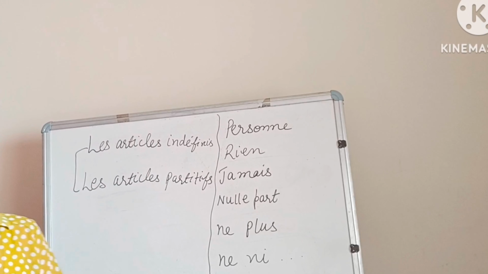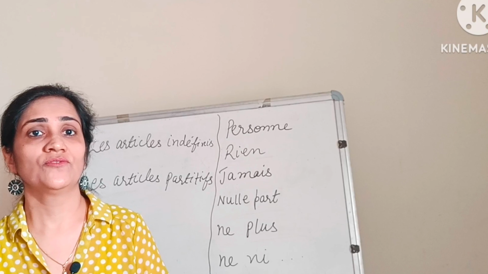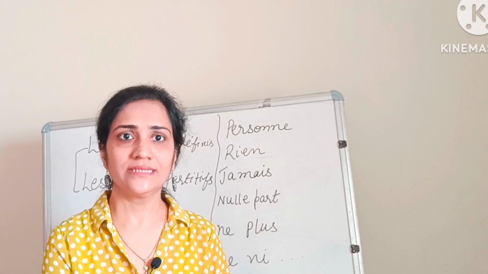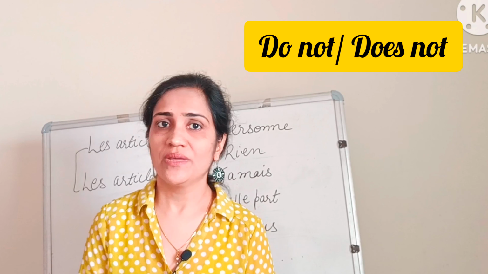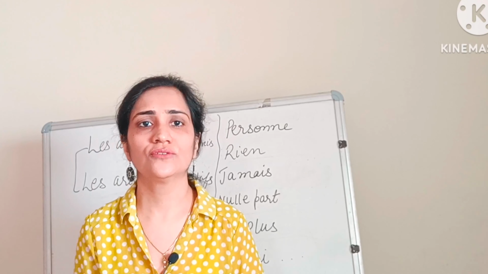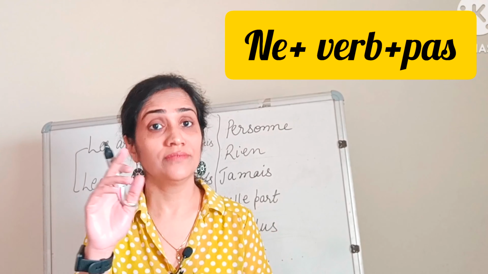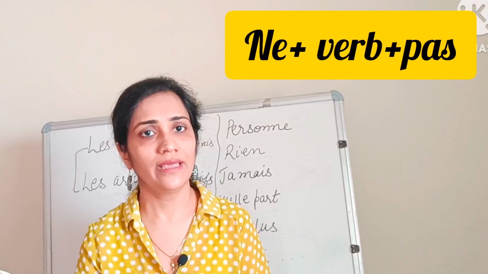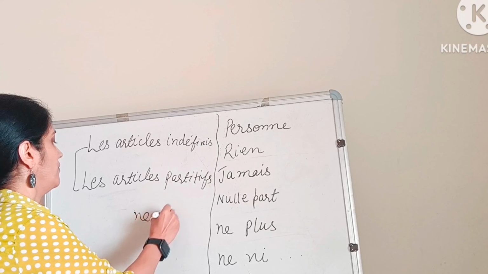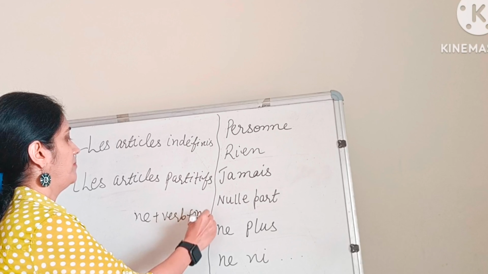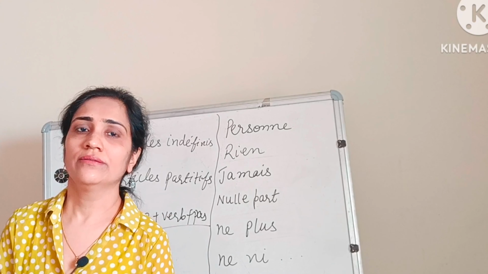So first of all, before moving further to these negative expressions, let's focus on how to make the basic negative sentence referring to do not or does not. Its basic structure is, first of all, you have to use a subject, as any sentence begins with a subject, then ne, then verb, and then pas. That means you have to use ne, and then verb, and then pas. This whole structure refers to do not or does not.